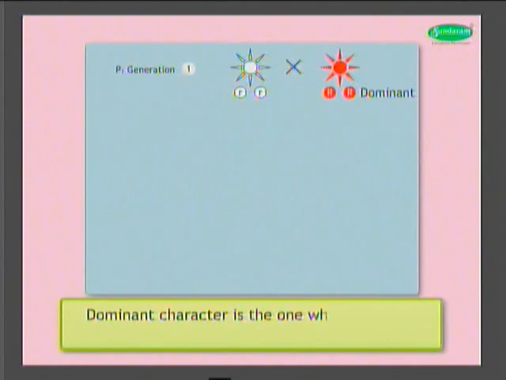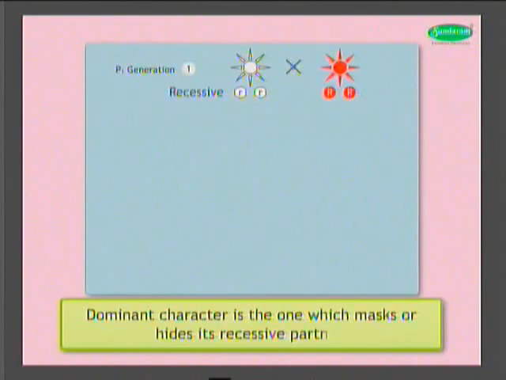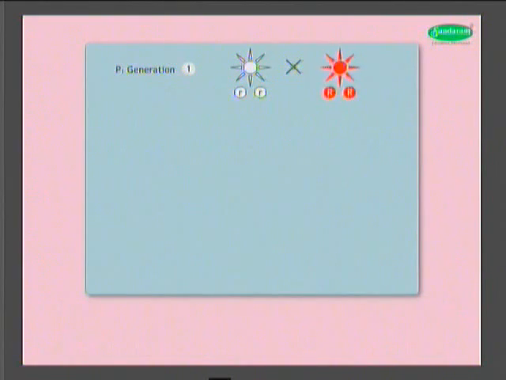Mendel used terms like dominant and recessive for red flowers and white flowers respectively. Dominant character is the one which masks or hides its recessive partner. Red flowers were called dominant because in the following generation all the plants were with red flowers. White flowers were termed as recessive as this character was not exhibited in the next generation. Mendel stated that the factors responsible for these traits were present in pairs. Today we call these factors as genes.